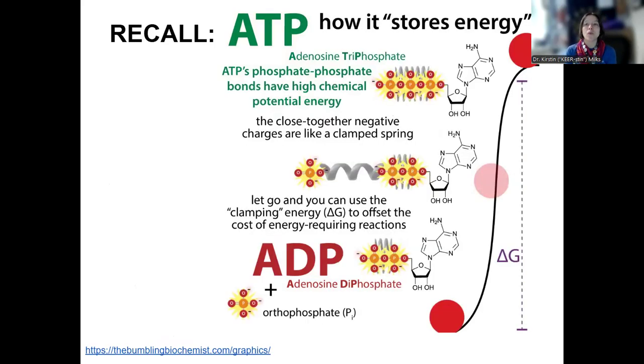Recall ATP, which is going to be an important part of your answer, is how the cell stores energy, right? And so how it stores energy is like this. So now you have seen the official explanation. When you let go, that delta G can offset the cost of energy requiring reactions, which is how the stuff in our cells get done.